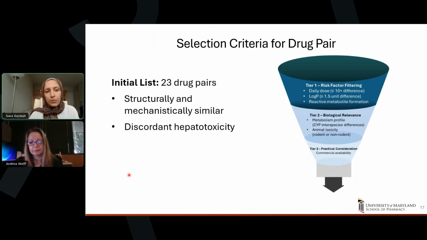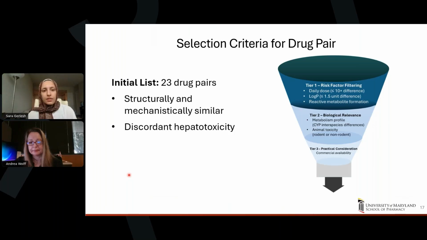And to test cytotoxicity in these models, we had to select a list of drugs, and with the help of our FDA collaborators, we came up with 23 drug pairs. Each pair needed to be structurally and mechanistically similar, so they have the same mechanism of action, but they needed to have different toxicity profiles, in which one drug is toxic and the other one is either less toxic or non-toxic compared to the other one.